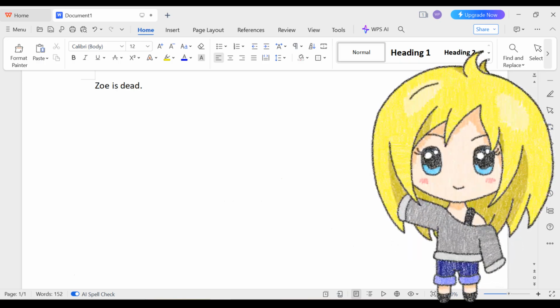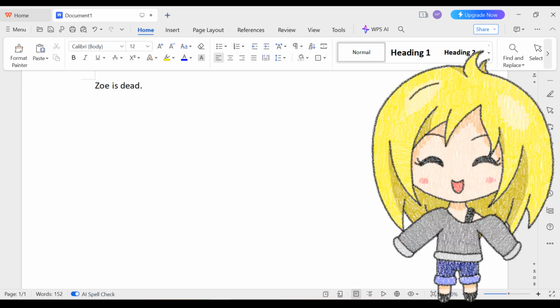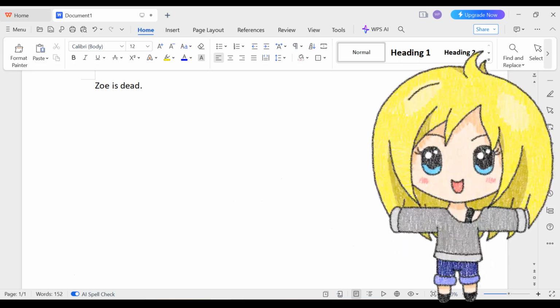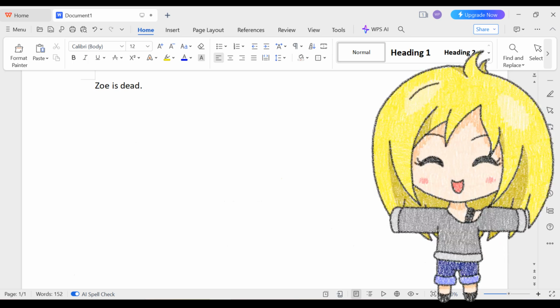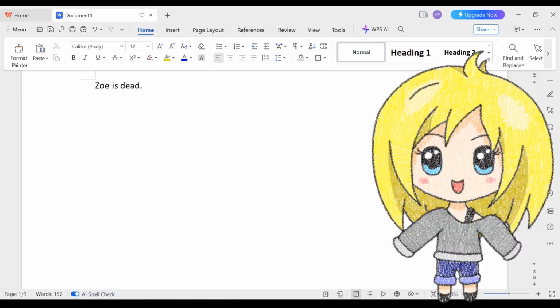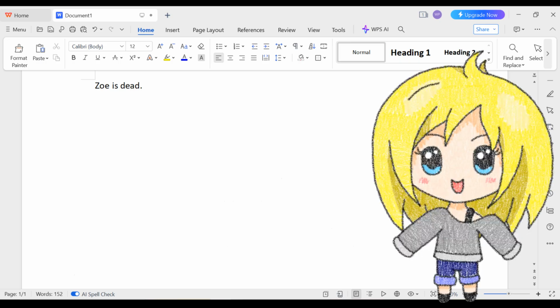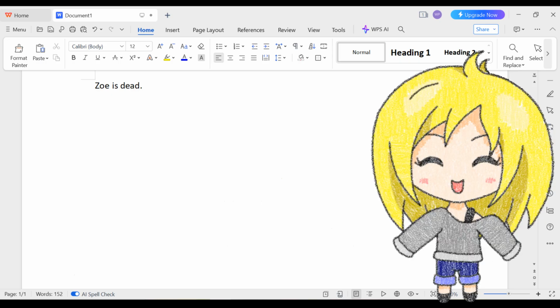Zoe is dead. See, a good way to start your blurb is to use a really gripping hook for the first line. Straight away, it gets the reader interested and it gets them asking questions. So we only have 3 words here and already people will want to know more. They'll want to know, who is Zoe and how did she die? Anyway, back to the blurb.